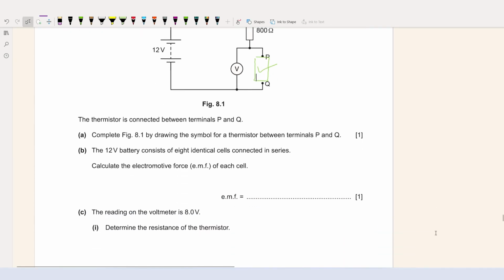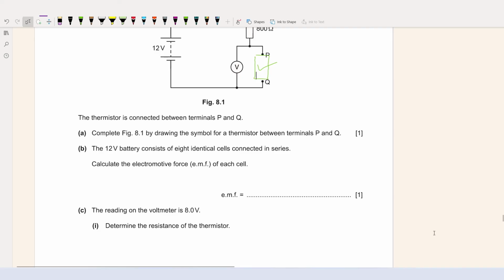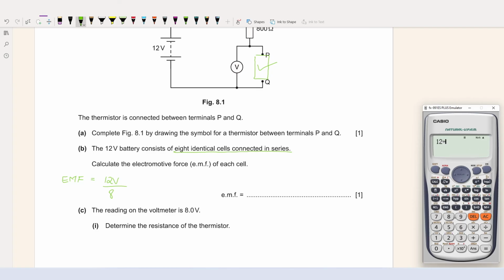B part. The 12-volt battery consists of 8 identical cells connected in series. Calculate the electromotive force of each cell. So electromotive force will be 12 volts divided by 8, because 8 identical cells are connected in series, which will be 1.5 volts.